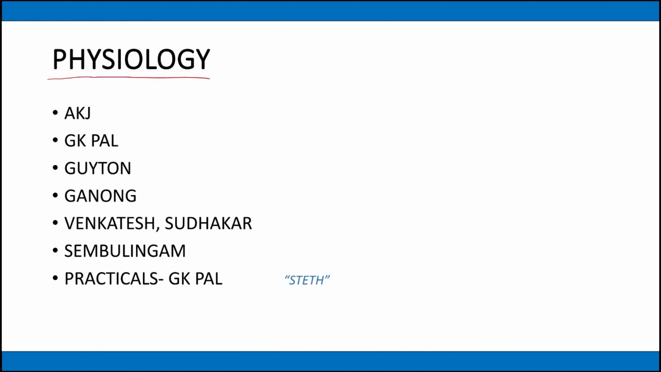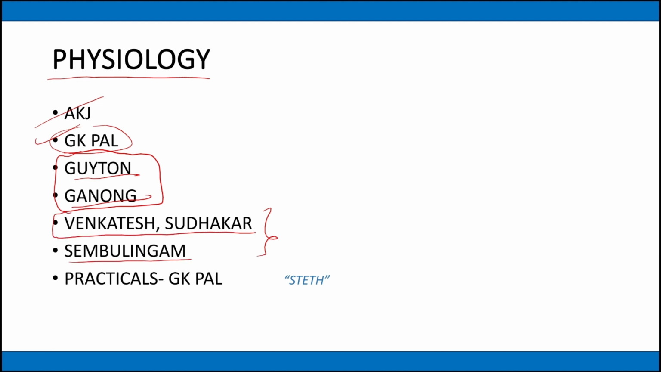Next, coming to physiology, you can refer to A.K. Jain. G.K. Pal is a very good book, very bulky. These are the two standard books which students might be using, Guyton and Ganong. But if you want a shortcut book, these two are the go-to books. Venkatesh Sudhakar and Sembulingam. I personally prefer Venkatesh Sudhakar over Sembulingam. And coming to practicals, you will be requiring a stethoscope, and you can follow G.K. Pal Practical Physiology book.